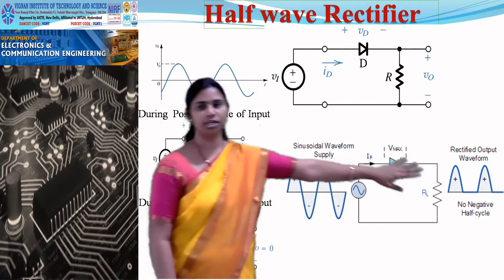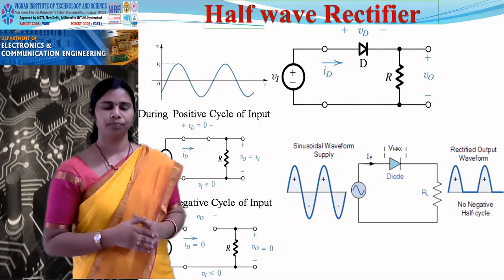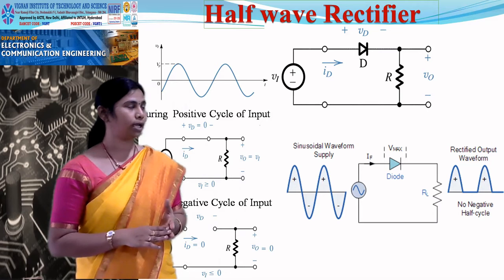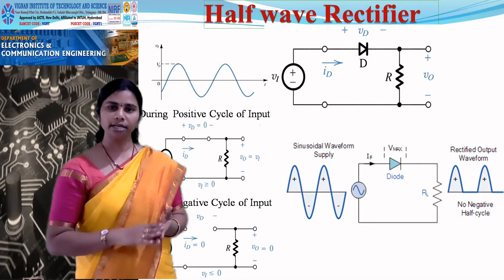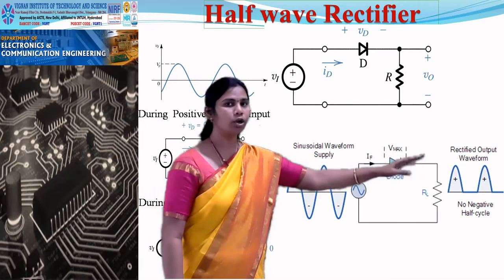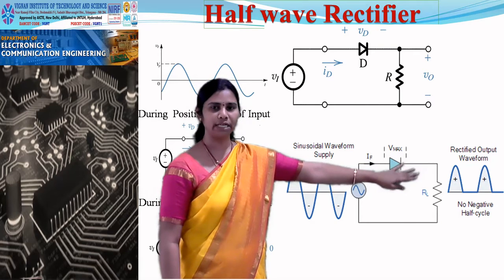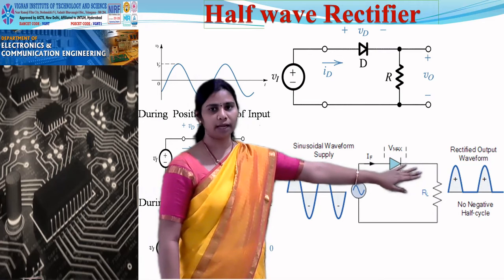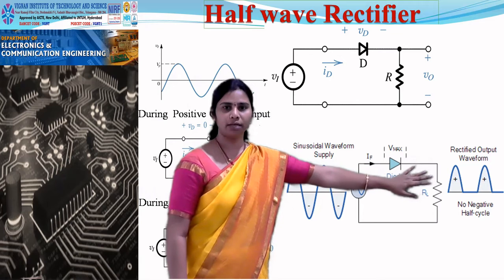But if you check here, DC means it should be unidirectional. That means either it should have only positive values or only negative values. You can see here in the circuit, there are no negative values, all are positive values. So one of the conditions of DC is satisfied. And you should have a constant value. Is it so? No. You see a change in the values.